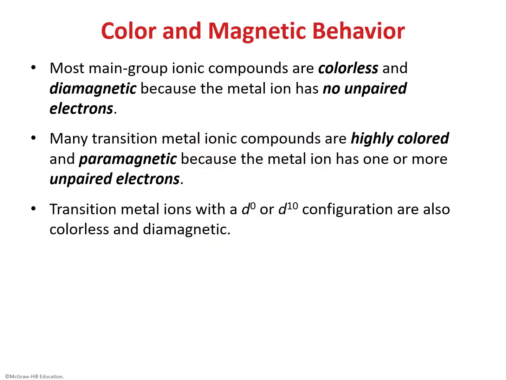And we already saw this before, that most of the transition metal ionic compounds are highly colored and paramagnetic. Why are they colored and why are they paramagnetic? Because they consist of one or more unpaired electrons. It is possible that you have a transition metal which does not have unpaired electrons.